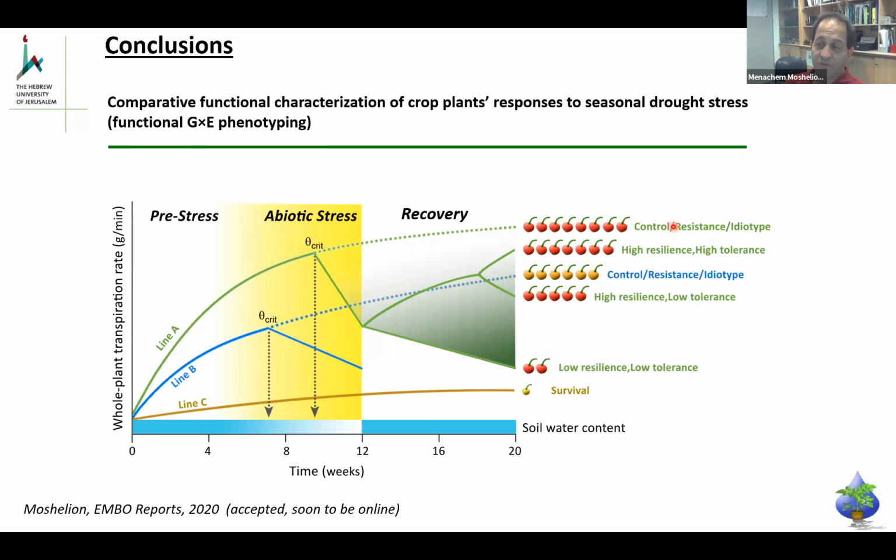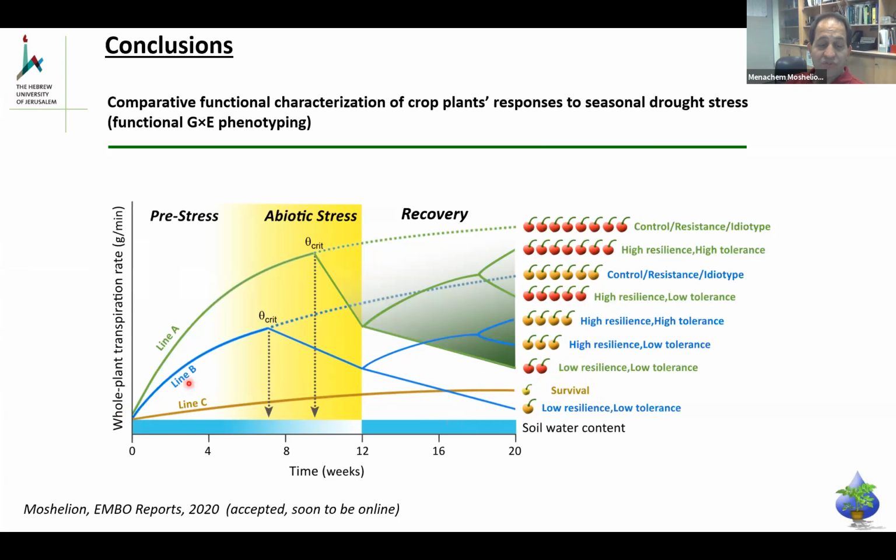So always our definition of control, resilience, tolerance will be compared based on the plant yield and recovery compared to its own control plant. Now, some plants transpire so little, like this line C, that they're never exposed to drought. So many people mistakenly take this plant as drought resistant. They are not resistant, okay? They pretty much survive. So if the drought was much longer, maybe then we'll see some decrease.